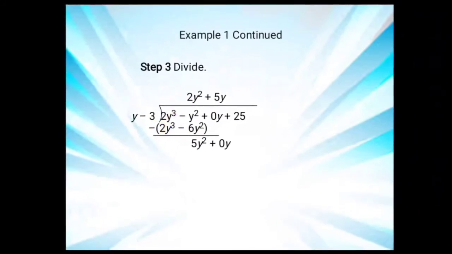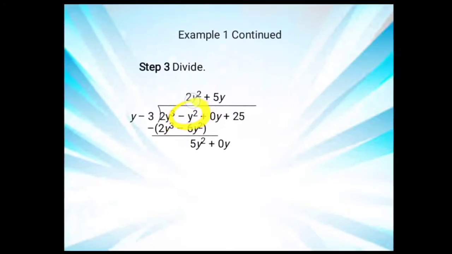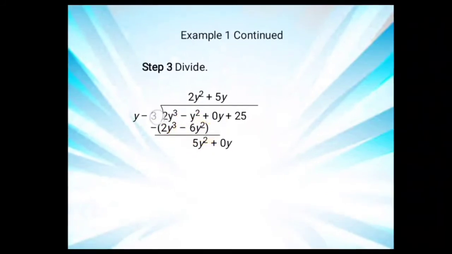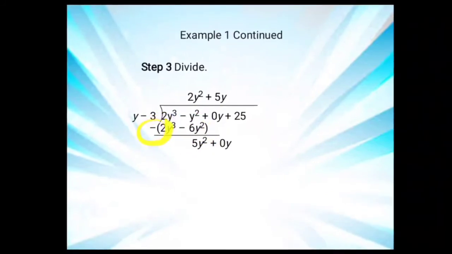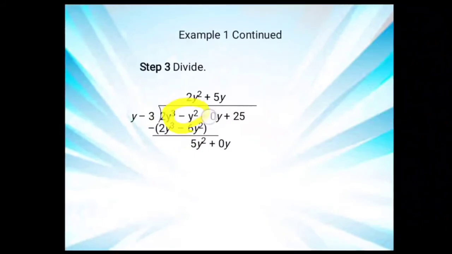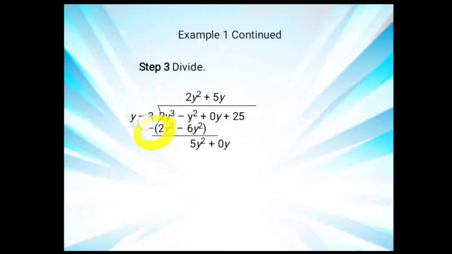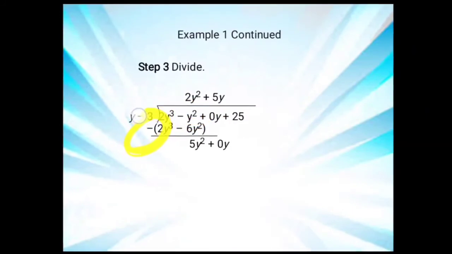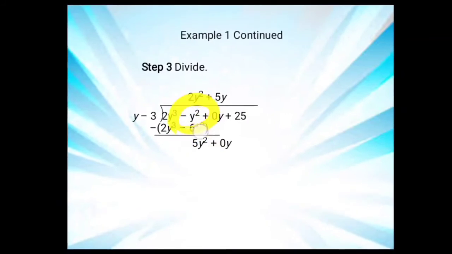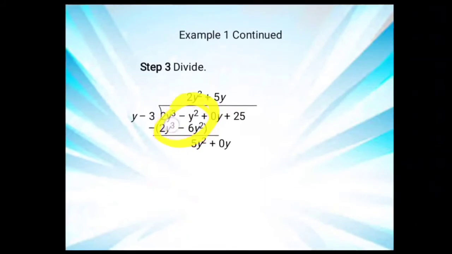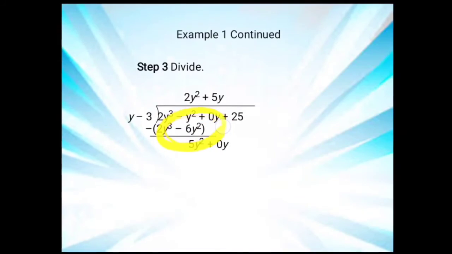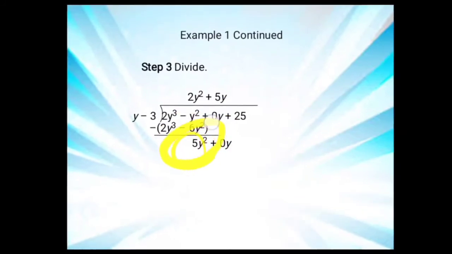So let's proceed. Negative y squared minus negative 6y squared. Since our operation is subtraction, we will apply the rule keep, change, change. Keep, subtraction will become addition, then negative 6y squared will become positive 6y squared. Different signs, subtract. So negative y squared plus positive 6y squared is positive 5y squared.